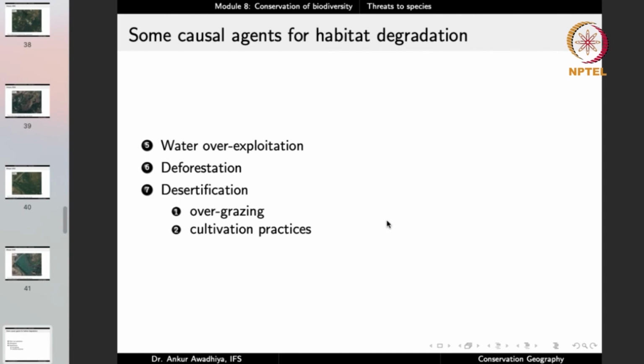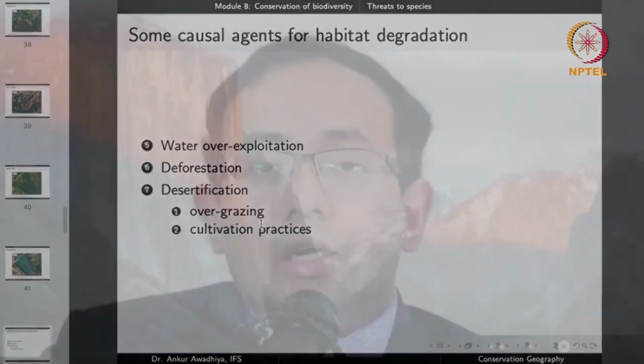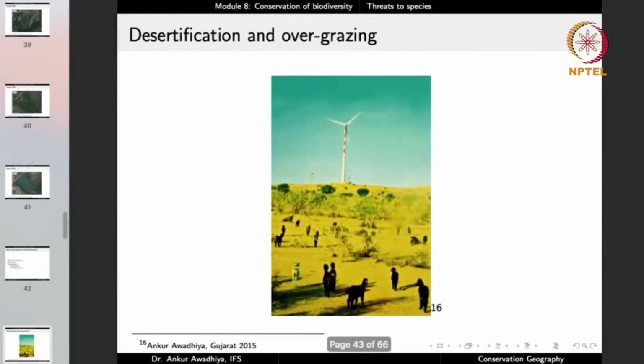Another thing is desertification, conversion of habitats into deserts, primarily because of overgrazing or because of faulty cultivation practices. Overuse of water in the case of cultivation practices, and overgrazing, which reduces or completely removes the cover of vegetation from the soil. Once the cover of vegetation is removed, the soil becomes drier and drier because it is now fully exposed soil, and slowly it will convert into a desert.